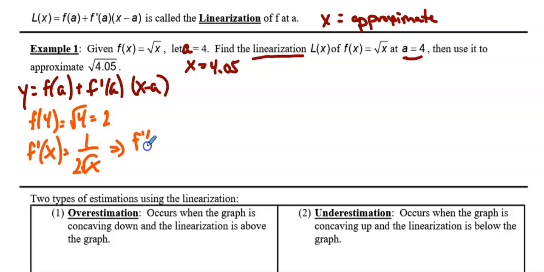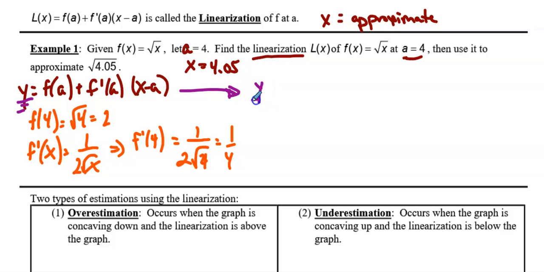So f prime of 4 is going to be equal to 1 over 2 times the square root of 4, which is going to be equal to 1 over 2 times 2, which is 1/4. So I have everything that I need to go ahead and plug in here, and we're solving for y right now. That's what we want. We want what y is. What is y? Y is going to be equal to 2, that's what f of a is, plus 1/4 times x, again, is 4.05, minus a.